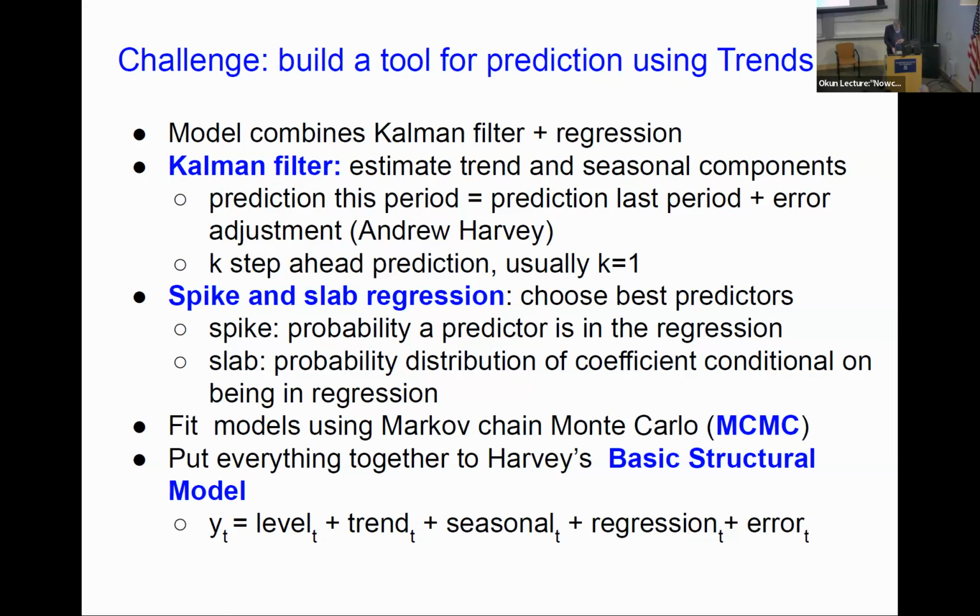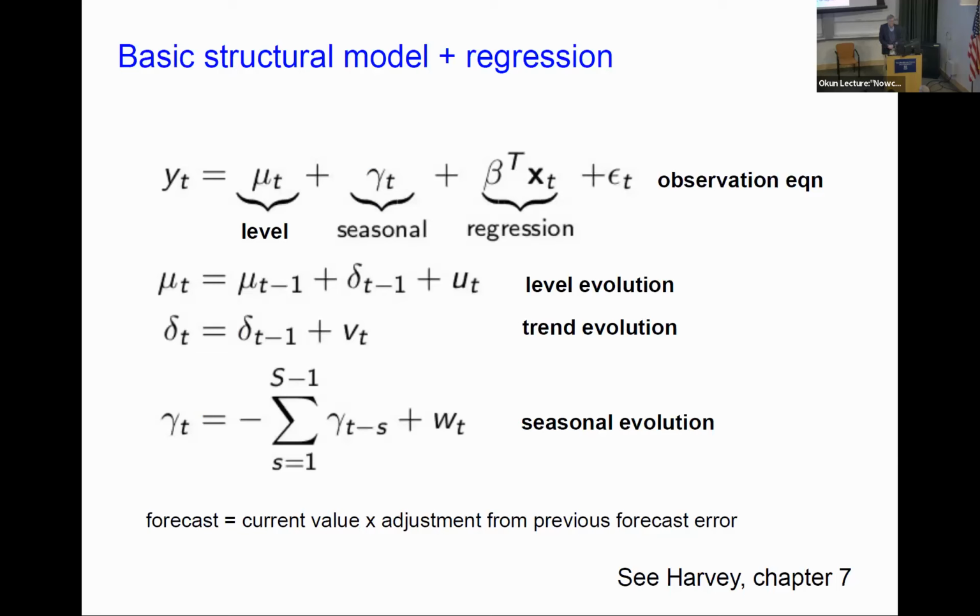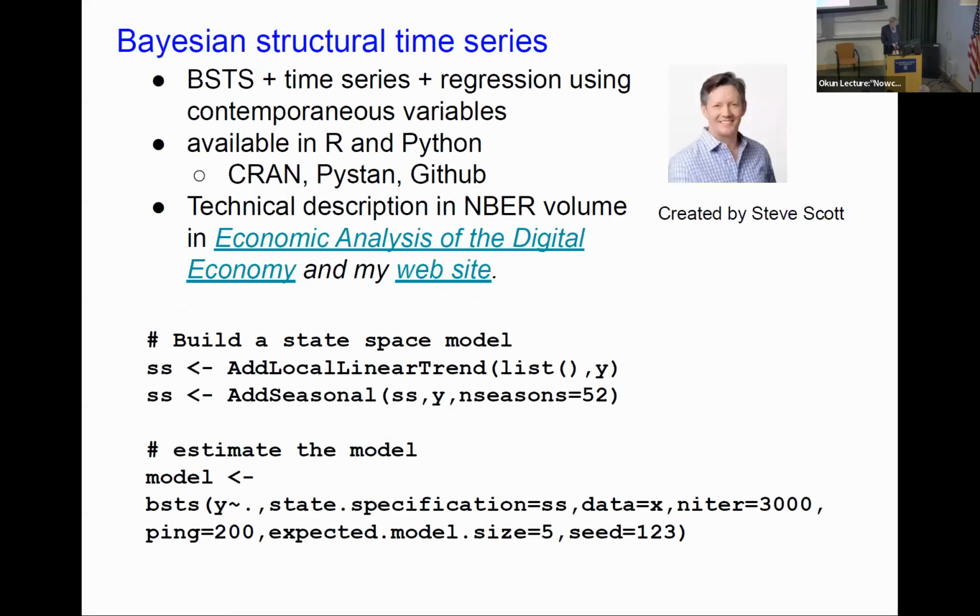All right. So that's what we do. And it comes out pretty neat, I think. This is just writing it in algebra. There's a level, mu at time t, seasonal, gamma at time t, regression, beta, time, those are the coefficients that may or may not be in the final regression. And then we look at our evolution model for each of those particular variables. So that's the algebra, or that's the picture.